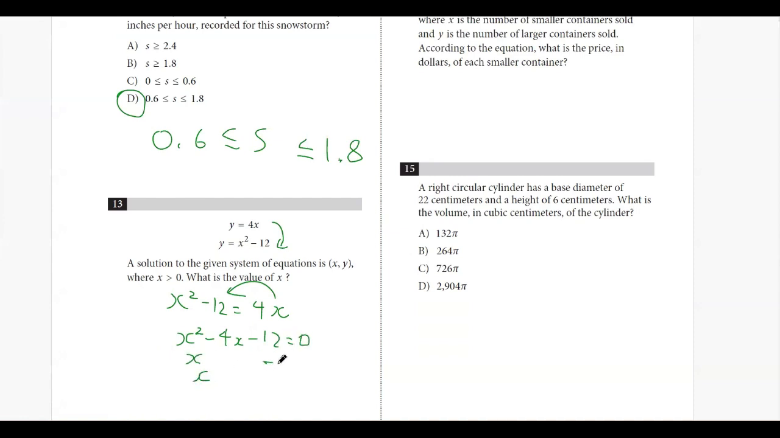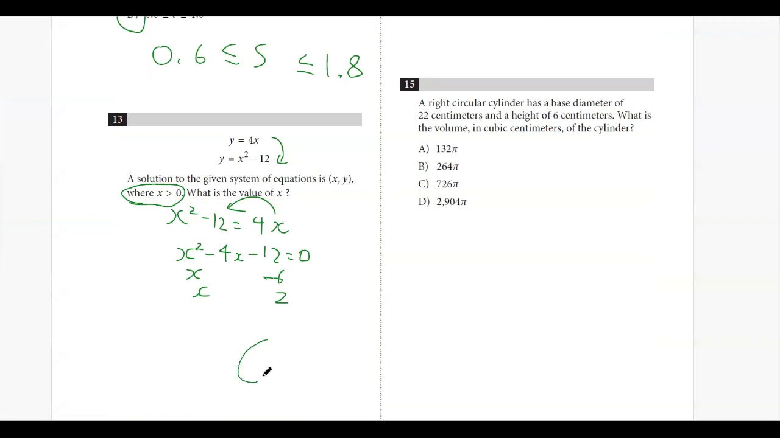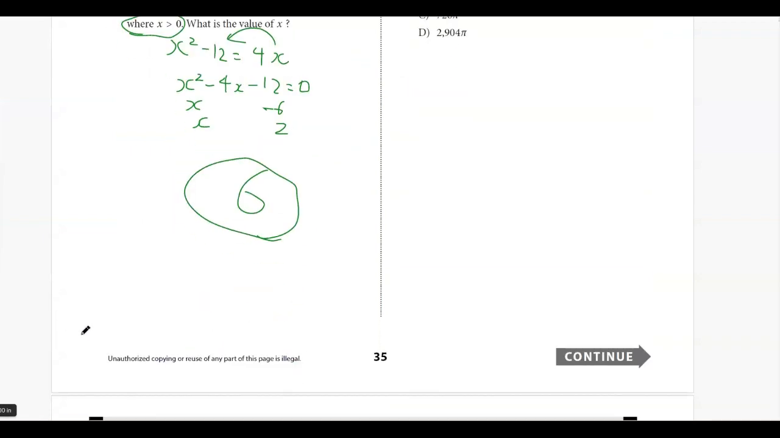X minus 6 and 2. Since we're looking for the positive value of x, 6 is the correct answer choice here.